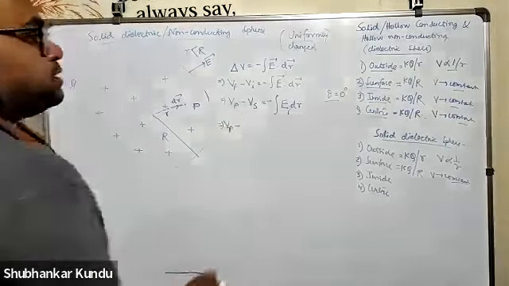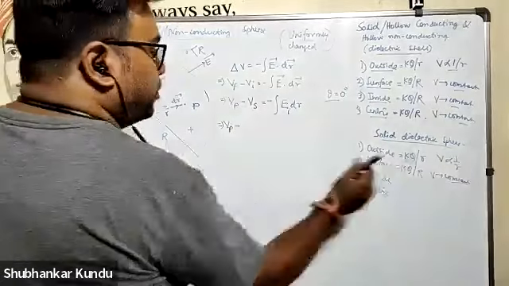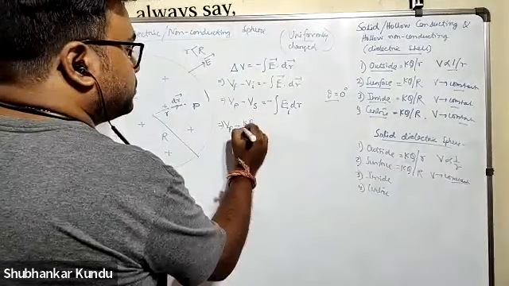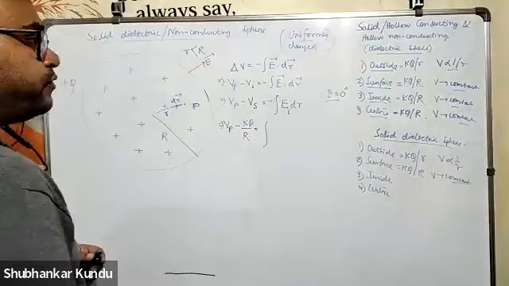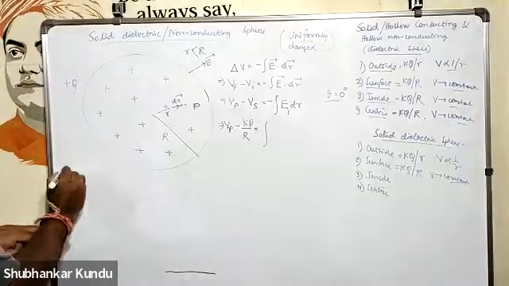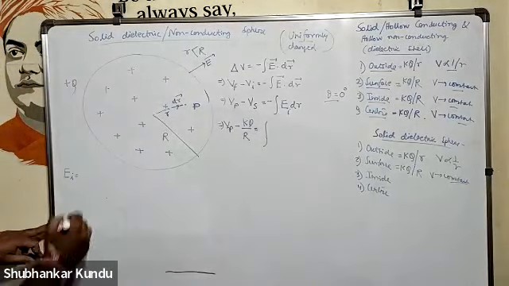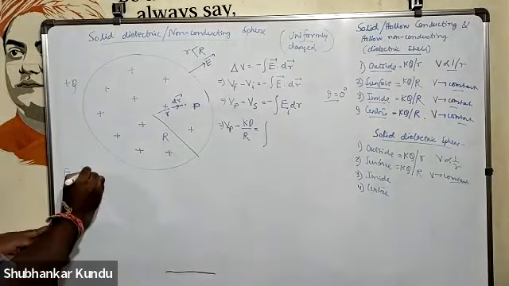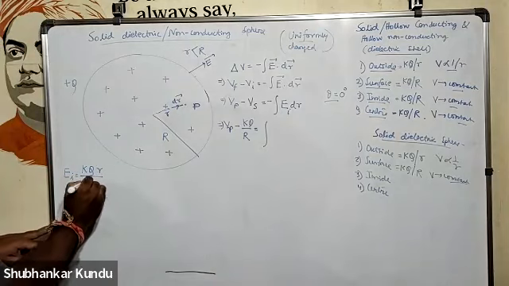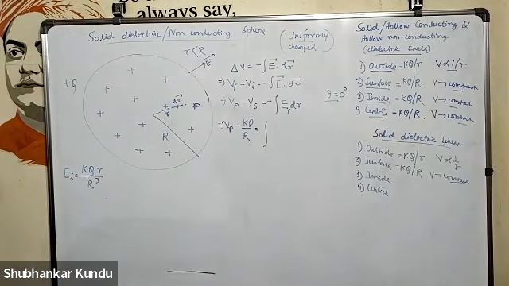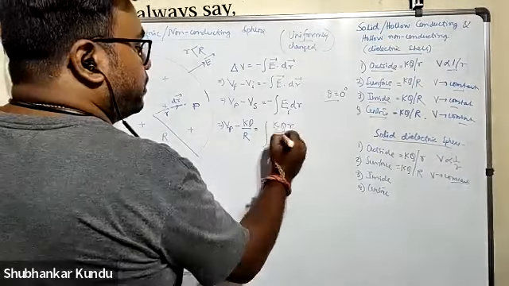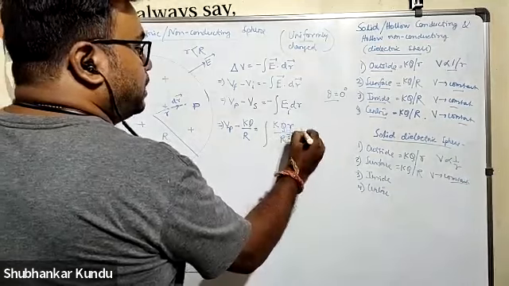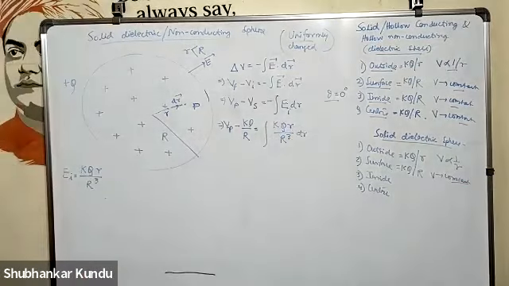So what is the potential at the surface? Potential at the surface is KQ upon capital R. What is the electric field inside a solid dielectric? It is KQ r upon R cube. Right? So it will be KQ r upon R cube dr. So what about the limits?